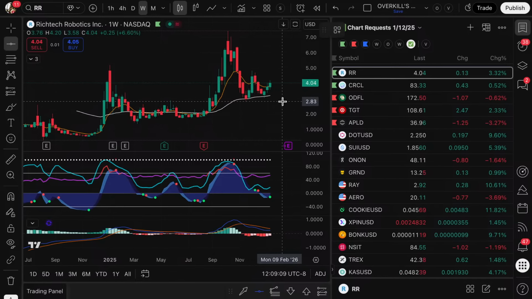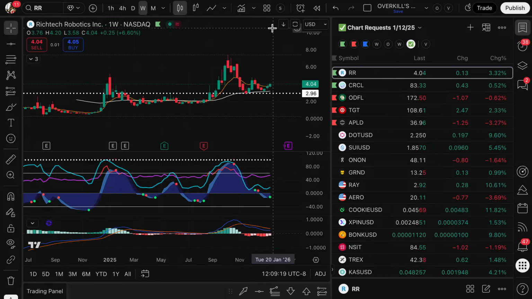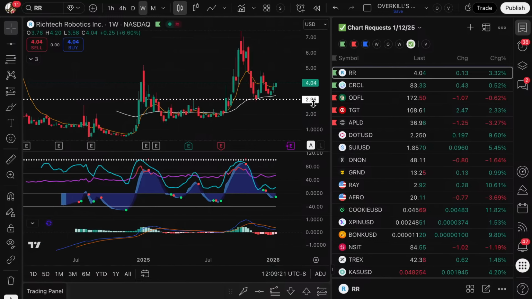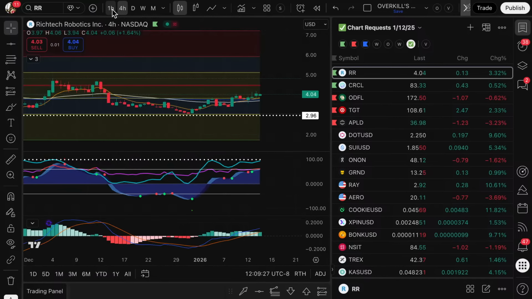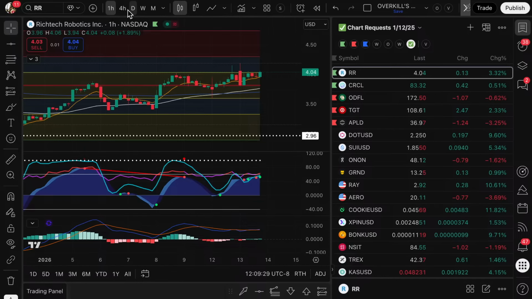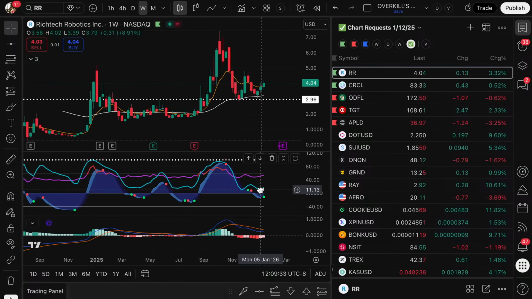I really like Richtech Robotics. I have a position on this as well. They have a partnership with NVIDIA. It's a penny stock, but this chart looks very bullish. And if that thing could break out over 5, you're going to see it probably fly back to 8 or 10. But right now I have a stop loss at $3. As long as $3 holds, I'm very bullish on RR. You can get into the smaller time frames and look for places to buy if you want. But in the macro, I think this looks really, really good here.